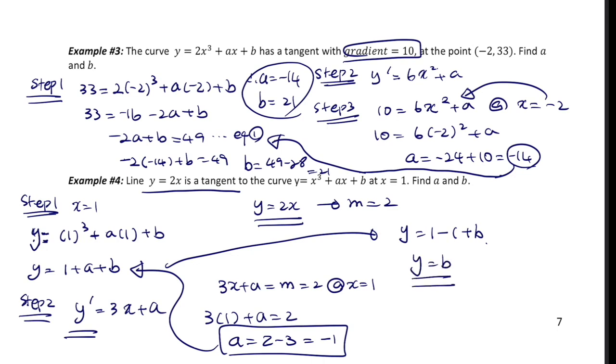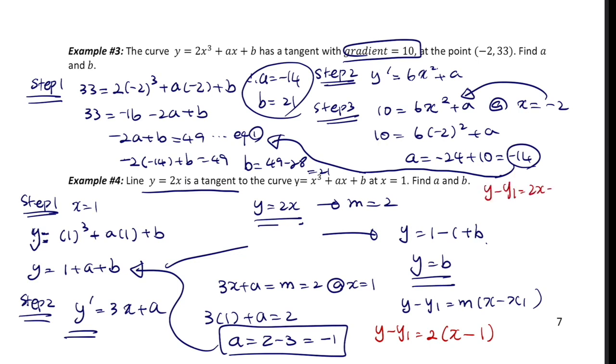Okay, then we need to find that b value, right? So the last step was putting into the equation. The equation is y minus y1 equals m times x minus x1. Then we know that y minus y1 is equal to 2 times x minus 1. Then we can say that our equation is y minus y1 equals 2x minus 2, and y is equal to 2x minus 2 plus y1, right?